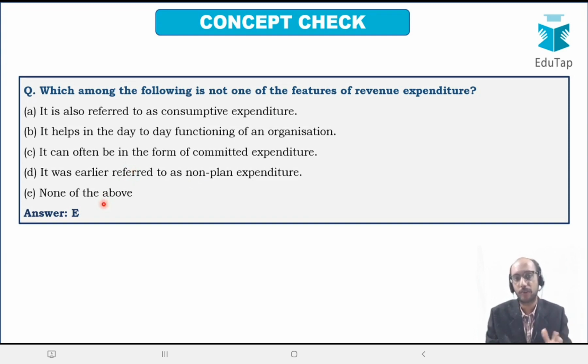I hope that you have very clearly understood the distinction between revenue and capital expenditure, the characteristics and types of revenue and capital expenditure. You need to revise, and once that is done, everything will be there in your head for a longish period of time and will be very helpful in your examinations.